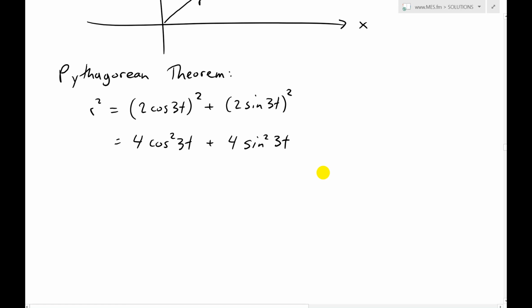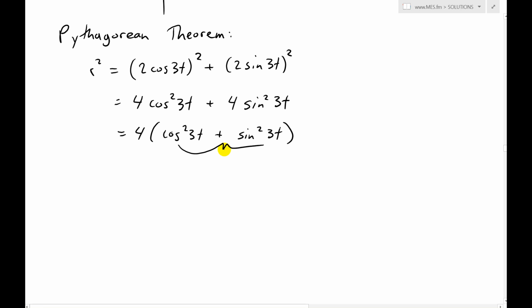And then we could just factor out the 4. This equals 4 times cosine squared 3t plus sine squared 3t. In other words, this is just the Pythagorean trigonometric identity. So this is equal to 1. This is cosine squared plus sine squared, whatever the variable is, as long as they're the same, equals 1. So in other words, we end up having r squared equals 4.